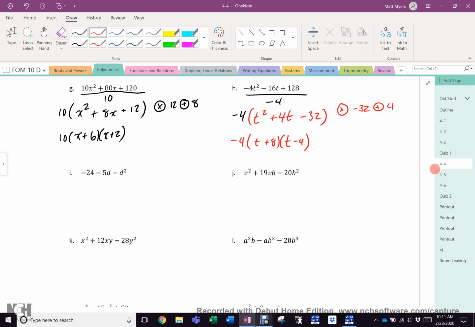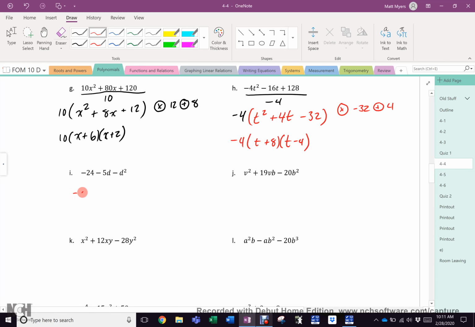Now, please notice that changing the looks of these has meant no different math, hasn't it? Right? It hasn't changed the math. So we're allowed to change the way it looks, aren't we? What bothers us about I? It's written in the wrong order, isn't it? Can I change that order?